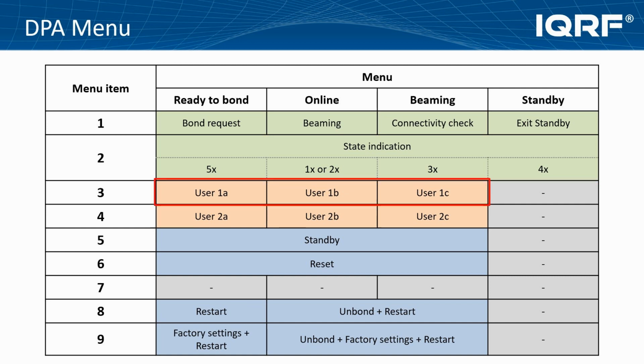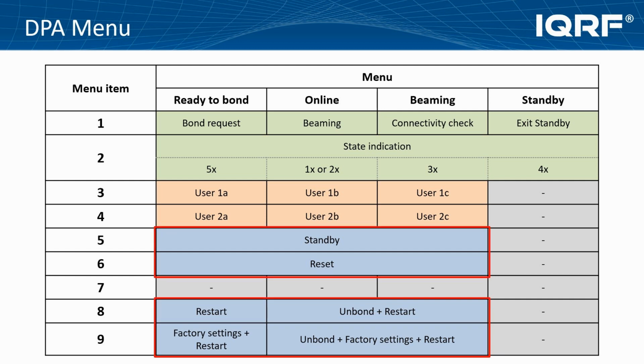Items 3 and 4 are custom. Their functionality can be implemented using the custom DPA handler. Items 5 to 9 contain critical actions. The two most critical items, 8 and 9, are separated by a blank 7th item. This is unbonding and factory reset of the device. All 4 critical items require confirmation when selected, which we will show later in the video.